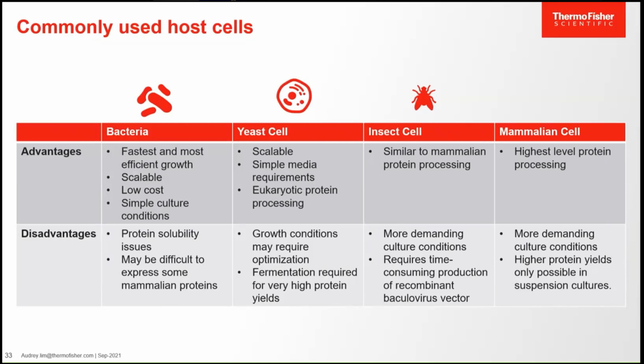Okay, so the most ideal expression system for protein expression is, of course, the mammalian cell, because of its highest level of protein processing.